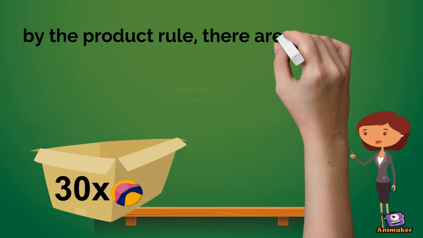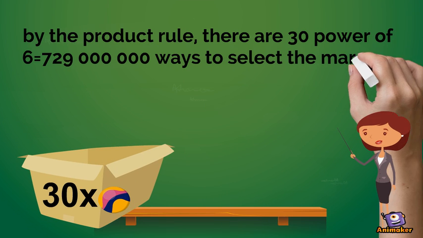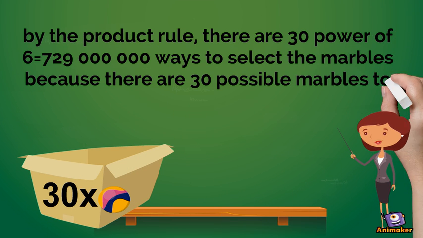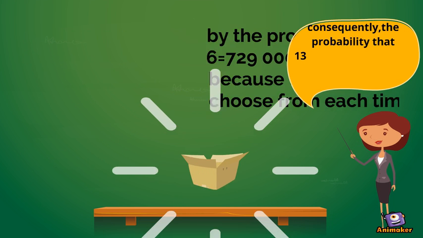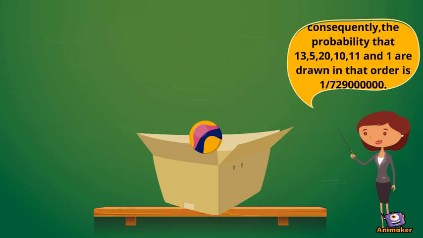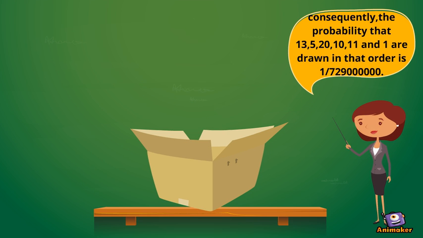By the product rule, there are 30 to the power of 6, which is 729 million ways to select the marbles, because there are 30 possible marbles to choose from each time a marble is drawn. Consequently, the probability that 13, 5, 20, 10, 11 and 1 are drawn in that order is 1 over 729 million.